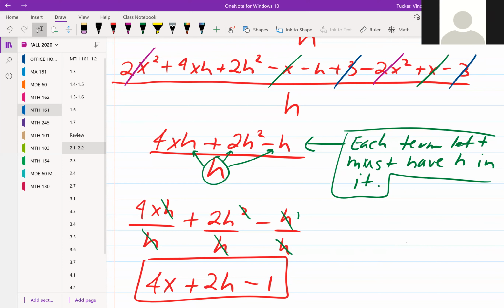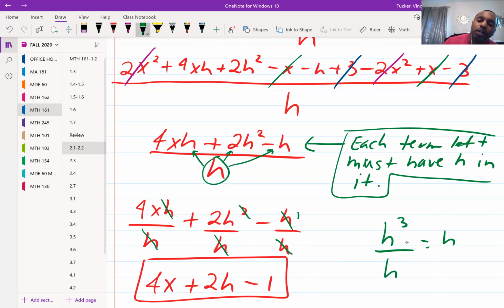I have a question. So, for 2h squared divided by h, why'd you cross out the squared? Because it's two h's. That's h times h. Okay. And so one of the h's cancels. So just for reference, anybody else, if you had h cubed over h, that will reduce to h squared, because only one h will cancel out.